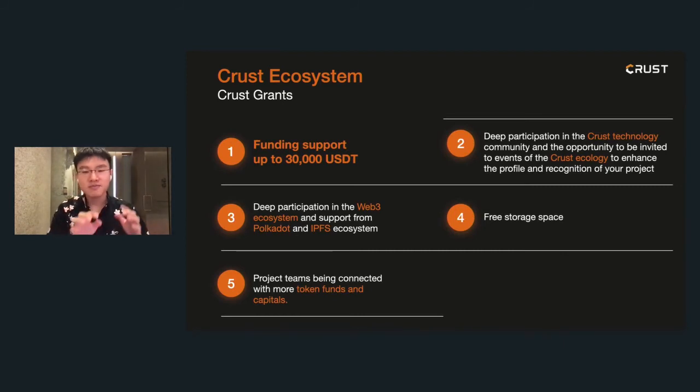And the next thing I just mentioned before is Crust Grants. Crust Grants aims to accelerate decentralized projects, and it provides 5 dimensions of support. The first dimension is money, of course. We can provide funding support of up to 30 thousand USDT. And the second is that the grant projects can deeply participate in the Crust technology community and have opportunities to be invited to Crust ecosystem events to make a bigger influence.